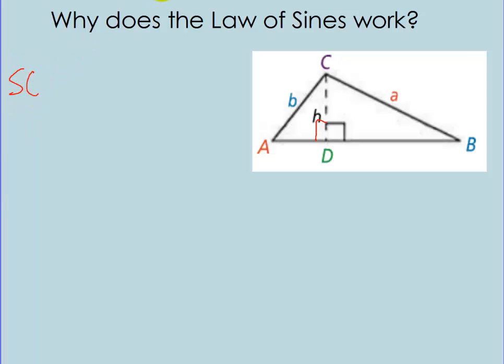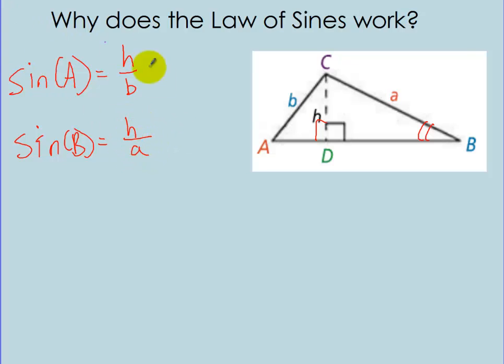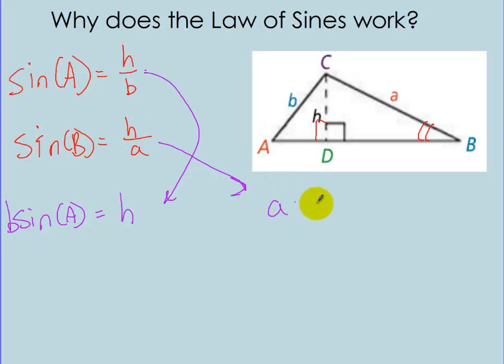I can say the sine of angle A is going to equal the opposite over hypotenuse, so it's going to equal h over b. And I can also talk about angle B over here. So sine of angle B is going to be opposite h over a. Well, let's rearrange these. In this top equation, I'm going to multiply both sides by b, and that becomes b sine of A equals h. And this other equation, I'm going to multiply by a, and I get a sine of B equals h.